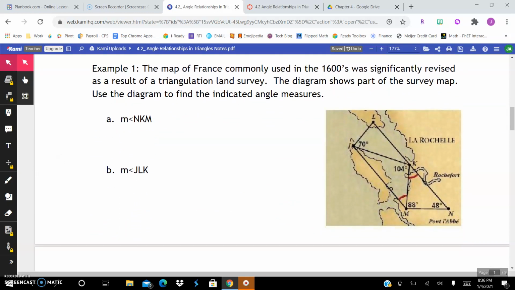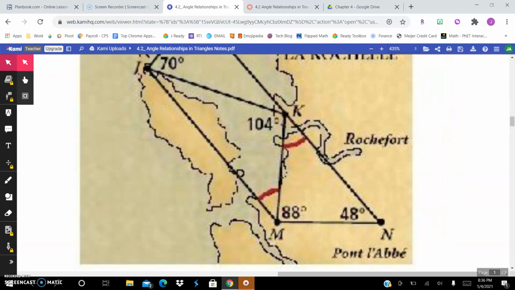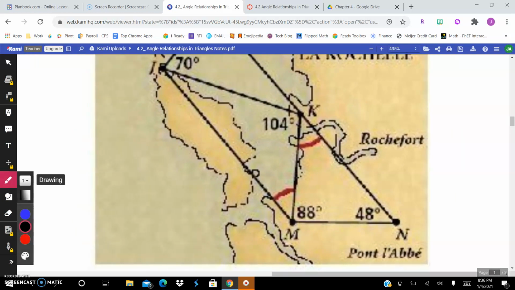Example 1 here says the map of France commonly used in the 1600s was significantly revised as a result of the triangulation land survey. The diagram shows part of the survey map. Use the diagram to find the indicated angle measures. So for part A, we have to find the measure of NKM. If we look here, NKM is this angle right here. So we're just focusing on this little triangle.